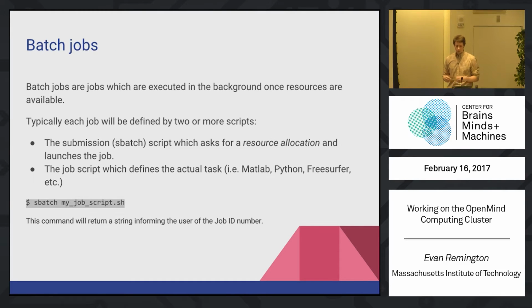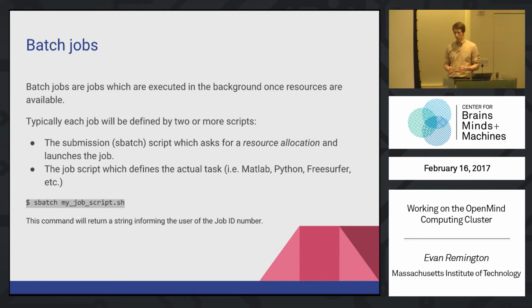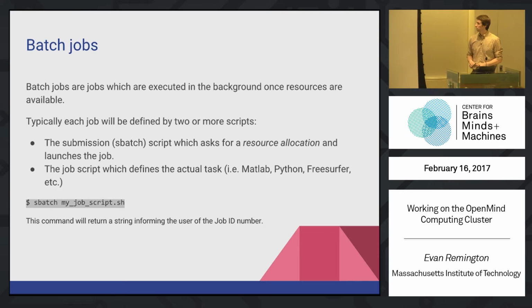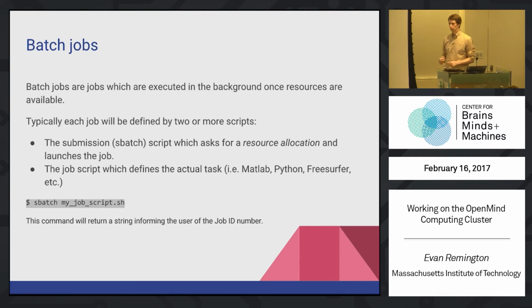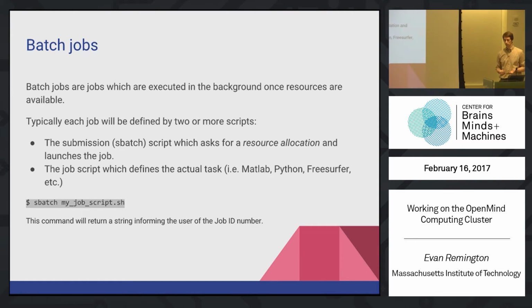Next one. So batch jobs is what the majority of jobs are going to be. These are jobs which are executed in the background once resources are available. So you submit a batch job to Slurm, and Slurm runs it when it can. Typically, each job will be defined by 2 or more scripts. The first script is a shell script, an sbatch script, which asks for a resource allocation and then contains a command to launch the job.